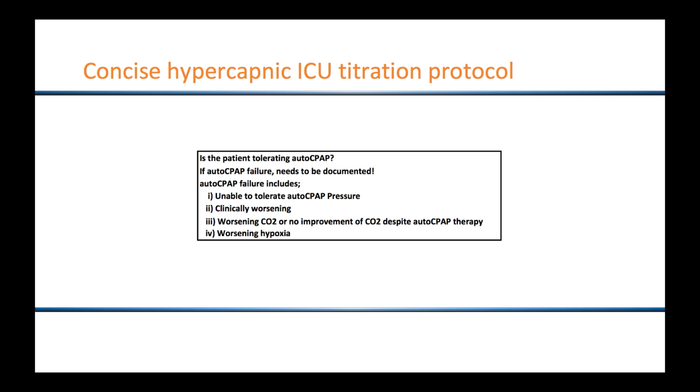Now, in order to qualify for auto BiPAP, the patient has to have documented auto CPAP failure. And auto CPAP failure is considered with these 4 different criteria. First, if the patient cannot tolerate auto CPAP pressure. 2, if the patient is clinically worsening. 3, worsening CO2 or no improvement of CO2 despite auto CPAP therapy. And 4, worsening hypoxia. That would qualify the patient for auto BiPAP.